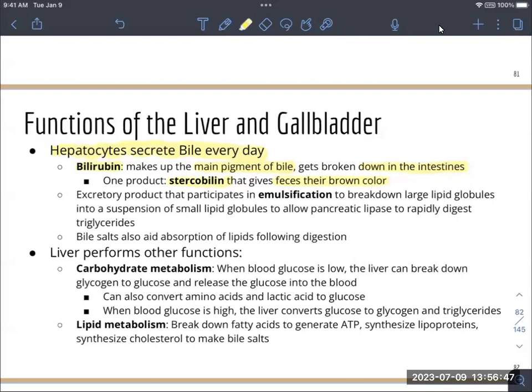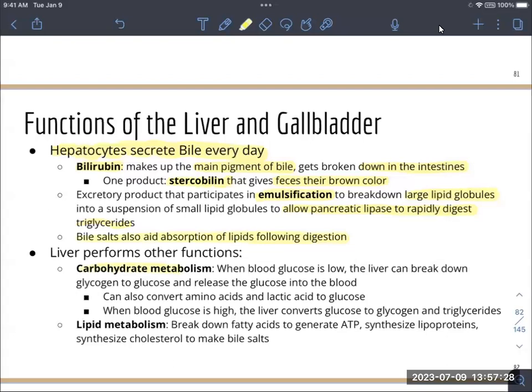But what bile does is it's going to emulsify fats. So it takes fat, completely engulfs it, takes these fats inside of it, these little globules of bile, and breaks it down into smaller and smaller pieces so that this pancreatic lipase can digest it down quicker. So bile helps to break down lipids, and it helps to absorb lipids.